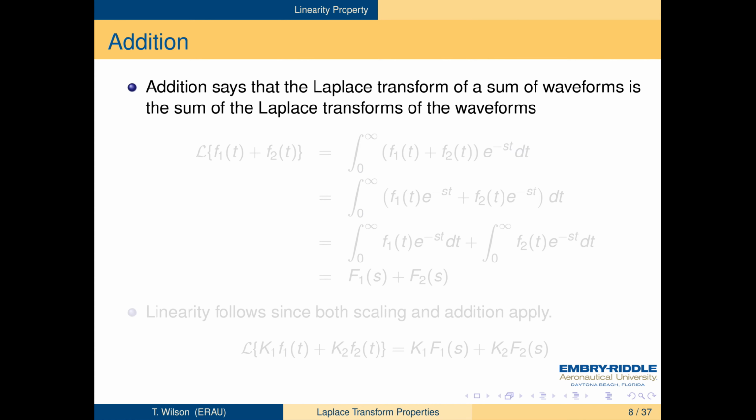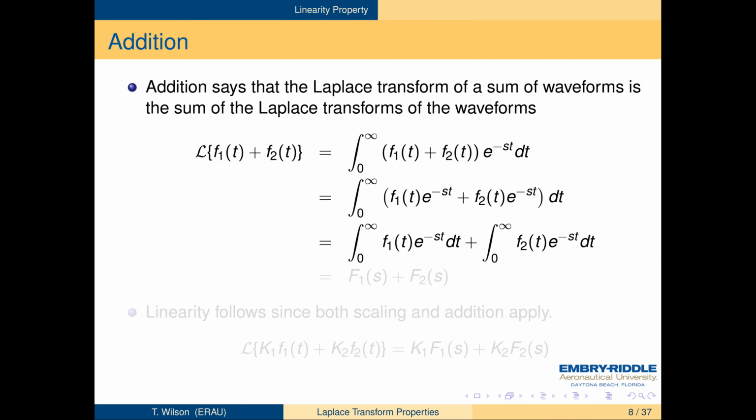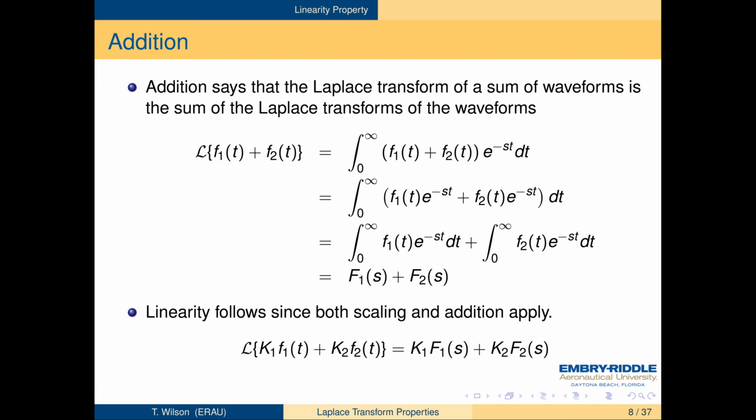Next, we show the addition property similarly. We plug f1 of t plus f2 of t, the sum of the two waveforms, into the Laplace transform integral. We distribute e to the minus st across the sum and integrate each product separately to get the sum of the two Laplace transforms. Since we've already shown scaling, the general linearity property follows. The Laplace transform of a weighted sum of waveforms is the weighted sum of those waveforms' Laplace transforms.